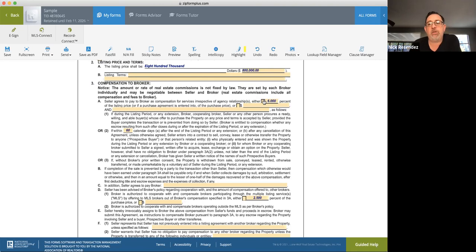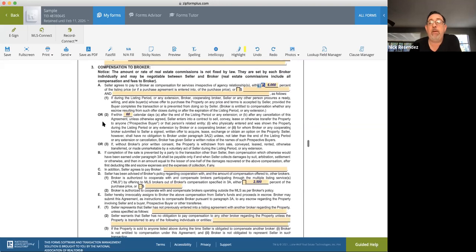If I have a percentage, I'll check this box. I'll put in my commission, my 6%. If it's a flat fee, you would check the box below and type in the dollar amount. And then there's a section for maybe some additional compensation terms. Maybe it's 5% plus $2,000 or something like that.